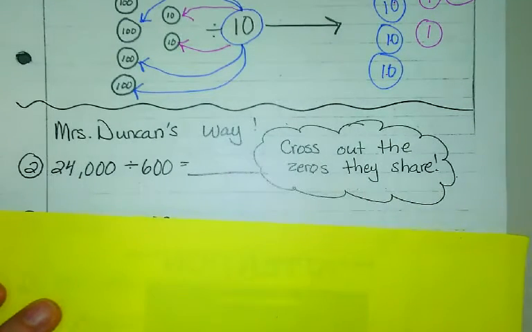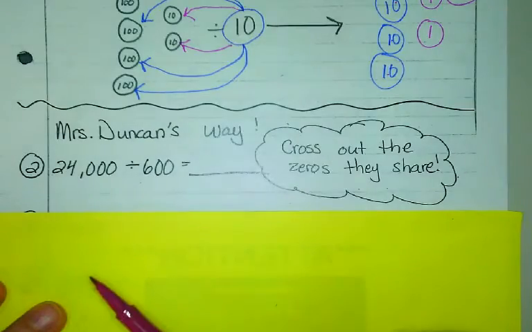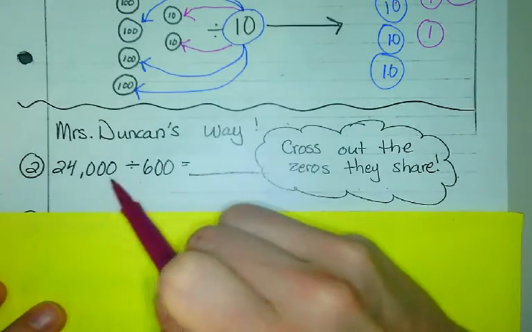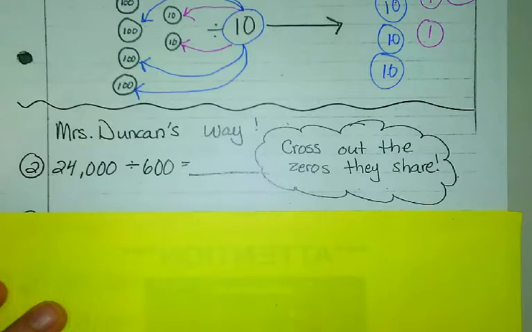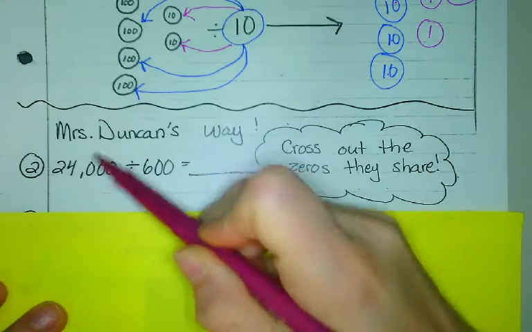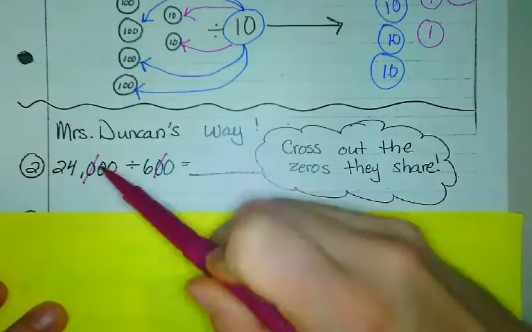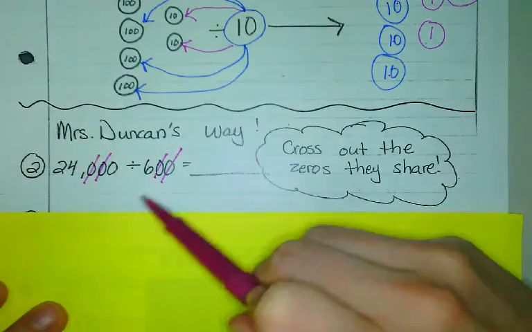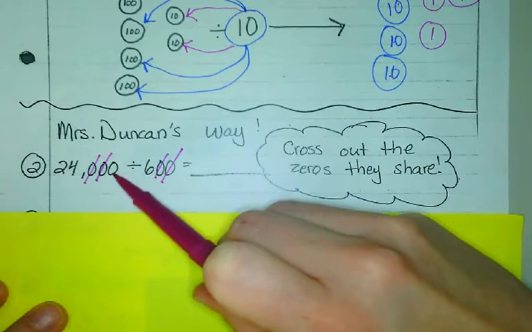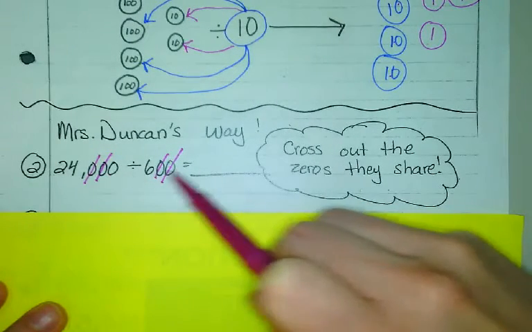And this only works when we're dividing by groups of 10. And by groups of 10, I mean anything that ends in zeros, where they both have to end in zeros. Well, there are 3 zeros in this number, 2 zeros in this number. They share 2. So every 0 I cross out here, I have to cross out here. I cannot cross out this third 0 because I don't have a third 0 right here. They only share 2 zeros.